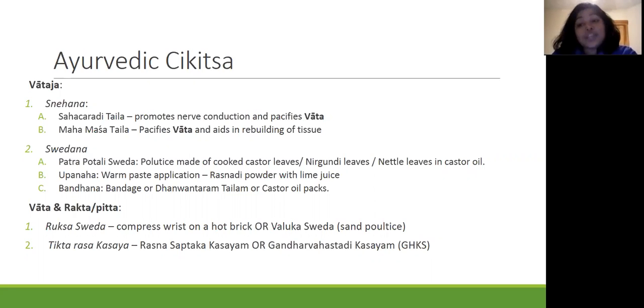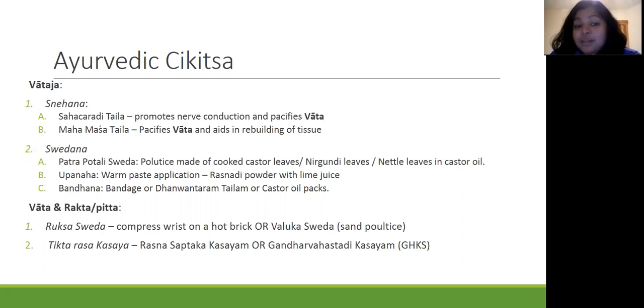Better than just compression alone, because if you do compression without any vata pacifying substance, it's going to be a temporary relief, but not a permanent relief. It's not curative, it's more symptomatic relief, okay?